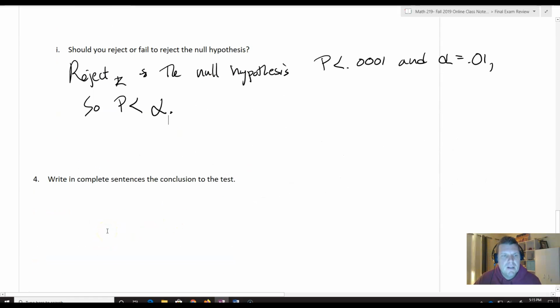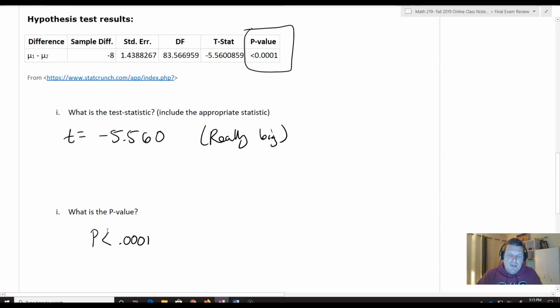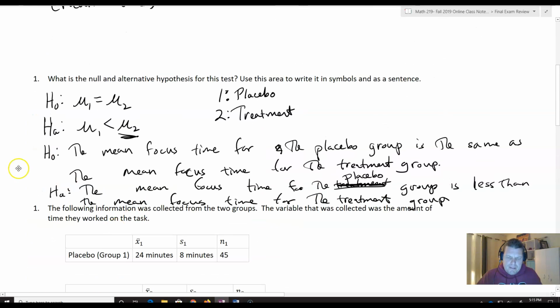Okay? Now write complete sentences, the conclusion of the test. Well, what I'm going to do is look up here, and I've got my null hypothesis. And that's the thing I'm rejecting. I'm rejecting the fact that the mean focus time for the placebo group is the same as the mean focus time for the treatment group. That's being rejected, right? That's not right. What is the thing that I have support for?